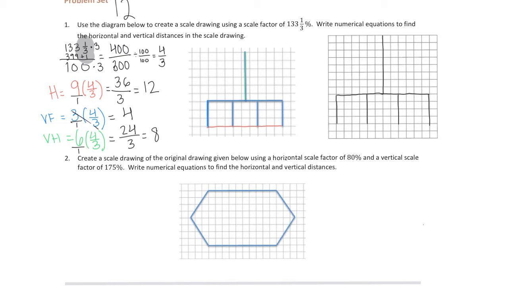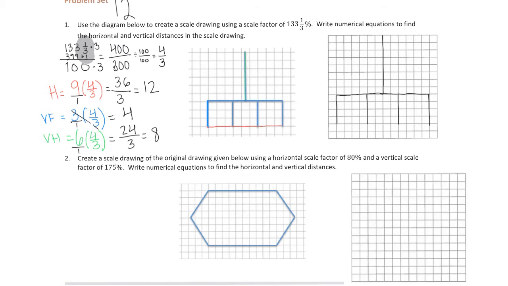We are going to move on to number 2. So number 2 says create a scale drawing of the original drawing given below by using a horizontal scale factor of 80% and a vertical scale factor of 175%. Write numerical equations to find the horizontal and vertical distances. So here is our original drawing, and then we're going to draw our scale drawing on the graph paper that you should have in front of you.